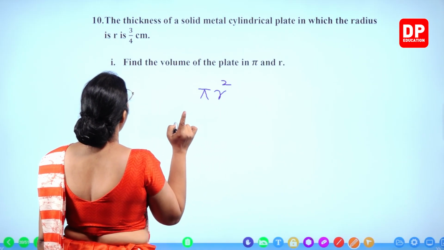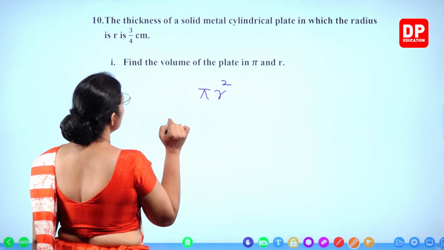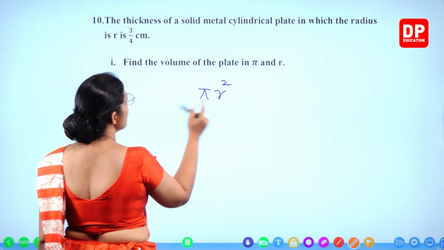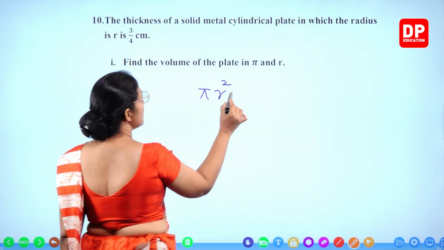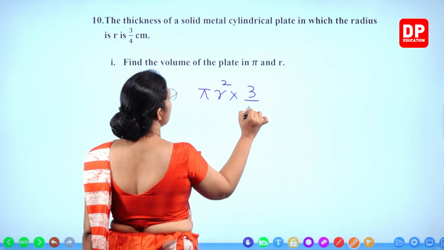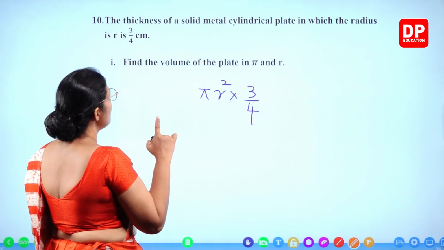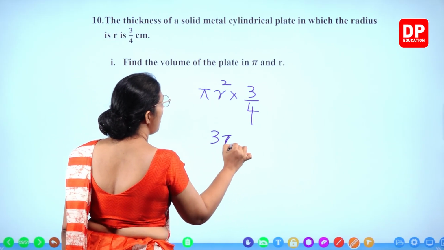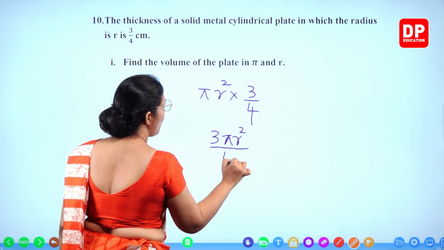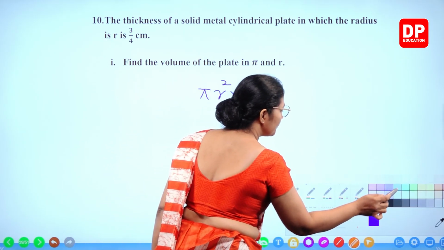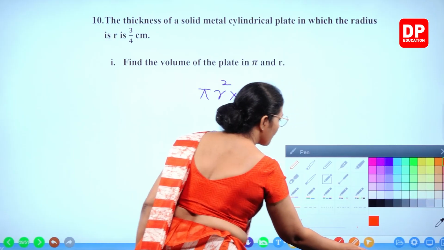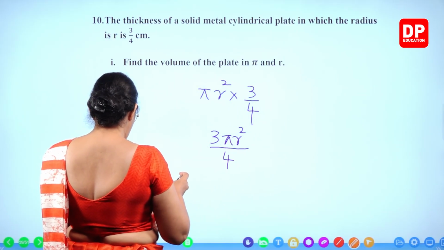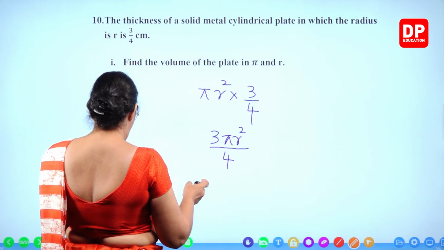H is the height. The thickness of the solid metal cylindrical plate in which the radius is r is 3/4. So that's the height, 3/4. So you have to write down the volume in terms of pi and r. So you can write 3 pi r squared over 4. So how many marks for that? You are getting 1 mark.